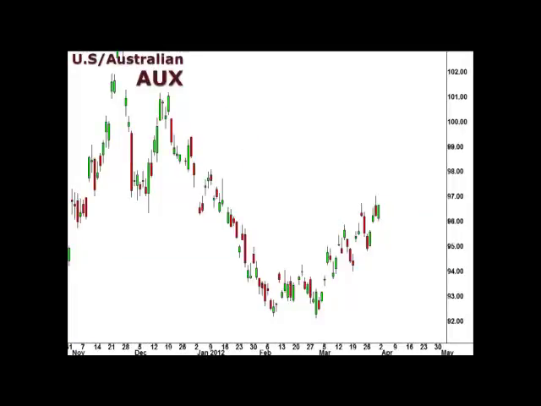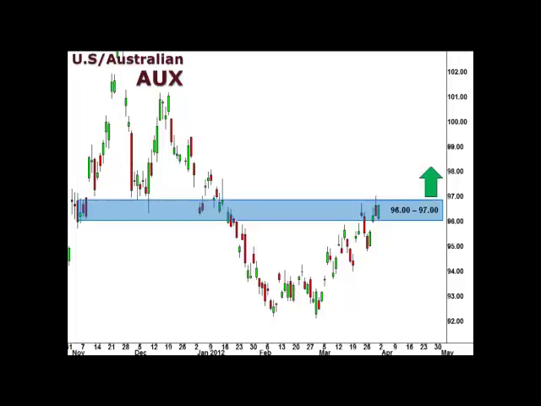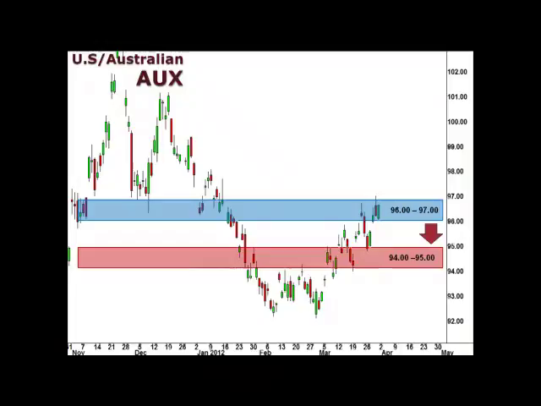Let's take a look at the AUX, the US dollar versus the Australian dollar. Well, the AUX finished last week with a retest of the 96.97 resistance level. A break above 97 should signal a continuation higher. A break below 96 is likely to yield a test of support at the 94.95 focal zone.